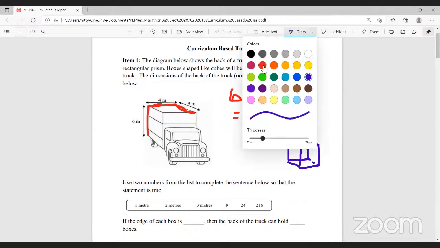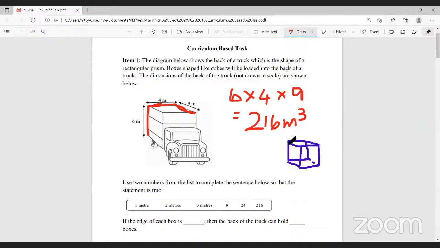Let me just get a color here to identify those edges. So this is one of them. This is one of them. And this is one of them. So I'm thinking about those 3 dimensions. If one of the dimensions is 3 meters, what would the volume be of this particular box?